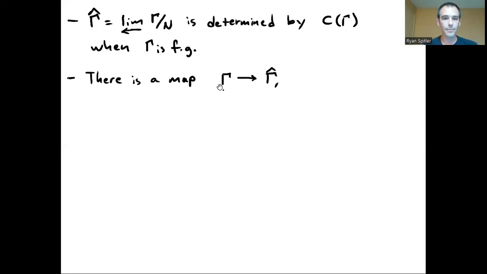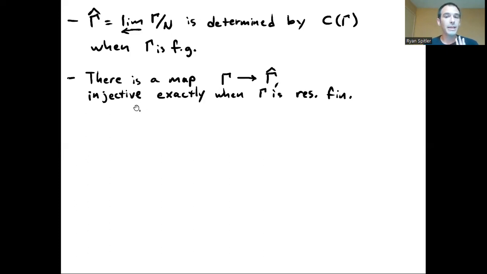There is a map from gamma to its profinite completion. If you're thinking about the profinite completion as living in this direct product, all this map does is take some element gamma in gamma and map it to the element of this direct product which is exactly its reduction mod n at each of those factors. This gives a coherent choice of elements in that direct product, and so it gives an element in the profinite completion. And this map will be injective exactly when gamma is residually finite.